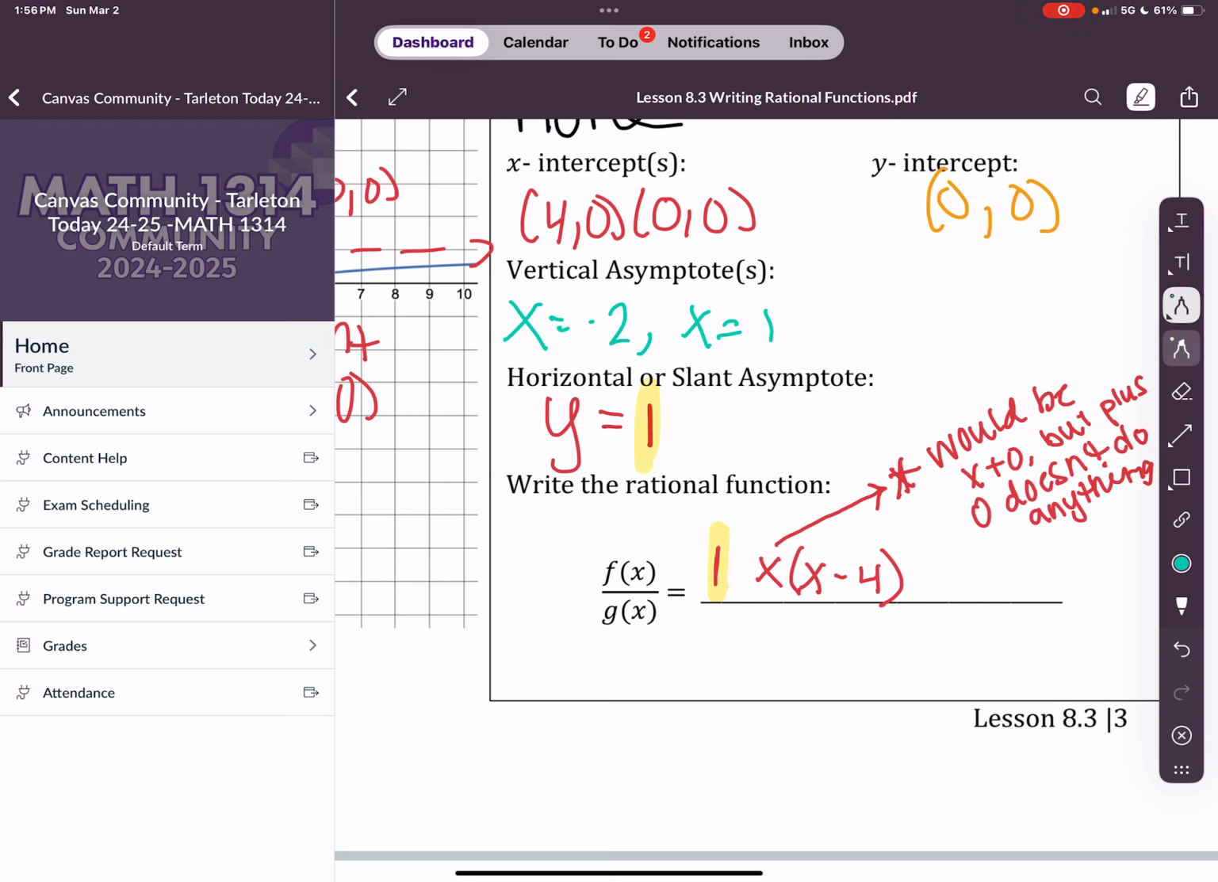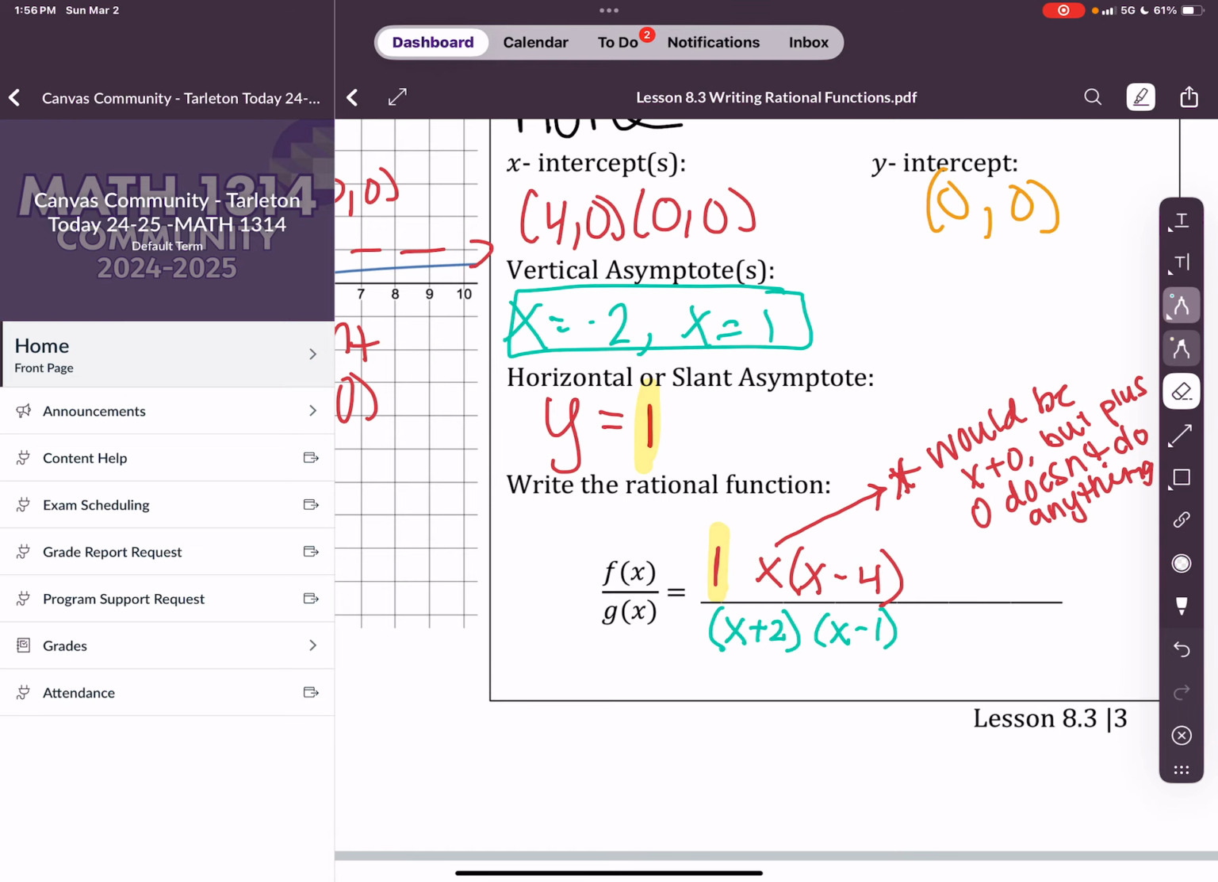okay? So now for the bottom, my denominator, I'm going to get the information from my vertical asymptotes. One of my vertical asymptotes was negative 2. So the way I would write that in factored form is x plus 2. Okay. And then the other one was positive 1. And so the way I would write that in factored form is x minus 1. Okay.